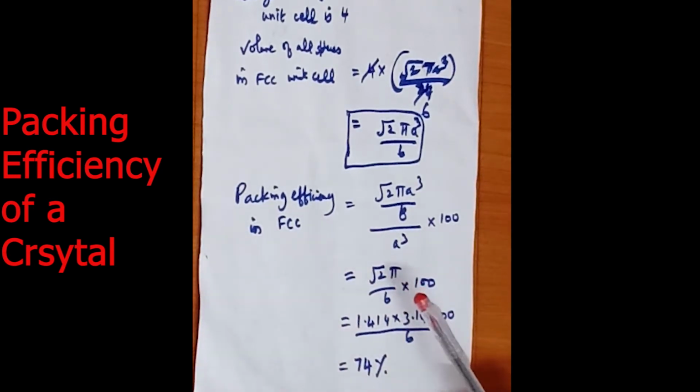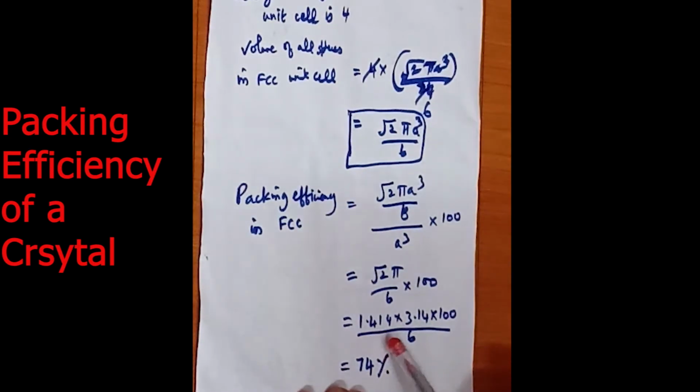And the value of root 3 we saw is 1.732. The value of root 2 is 1.414. It is from the logarithm table. Into pi, whose value is 3.14 as we know, into 100 divided by 6. So the packing efficiency, if you substitute everything and calculate, the value you get is 74. So packing efficiency of face-centered cube is about 74%.